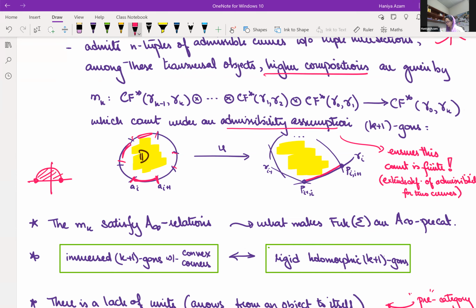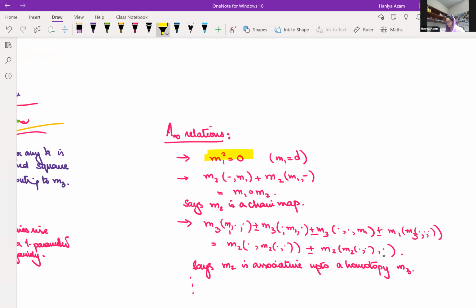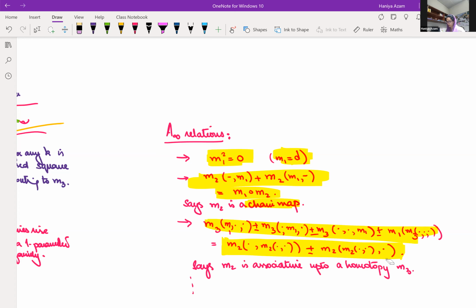Okay, so I'm not going to say much about the infinity relations. Maybe I can just show you quickly. First of all, I told you that M1 is just the differential, and it squares to 0. That's one relation. This is basically saying that M2 is a chain map. So if you're familiar with any homological algebra, this second relation just reads like M2 commutes with the differential, and that makes it a chain map. And this one reads like the associativity of M2, the product map, and in this sequence of maps, this is associative up to a homotopy, which is this map M3. Okay.